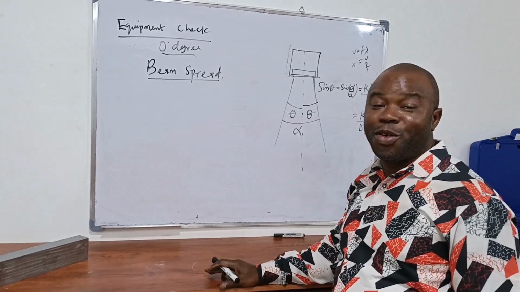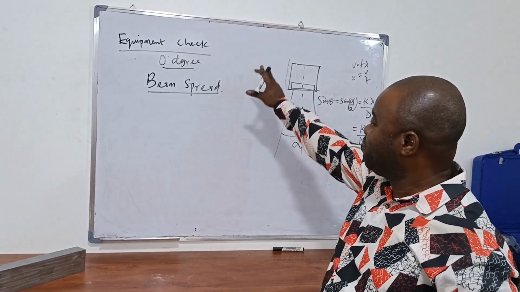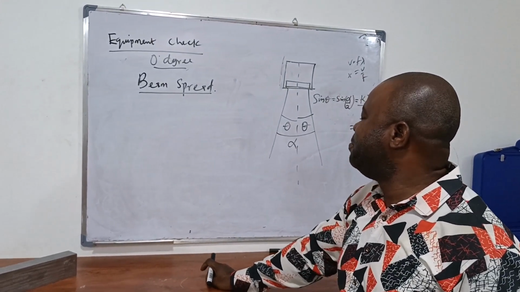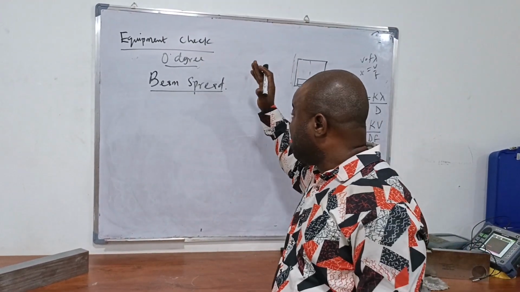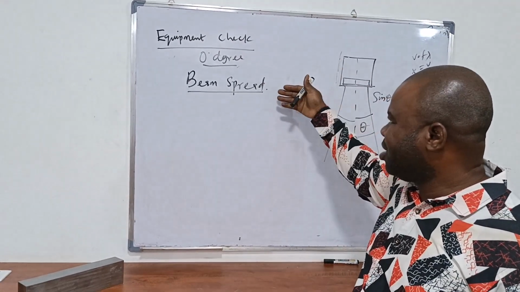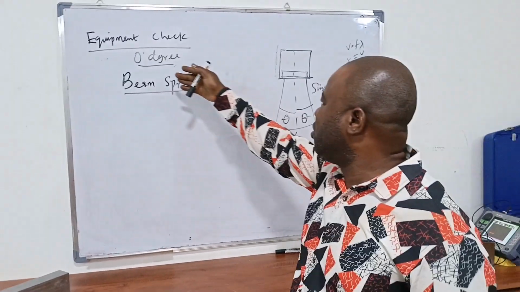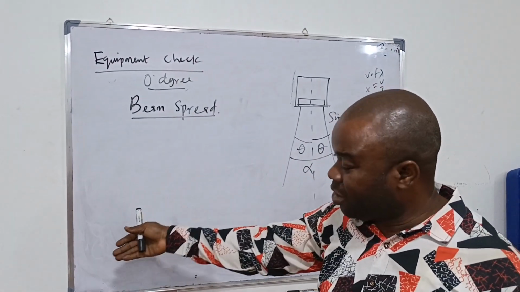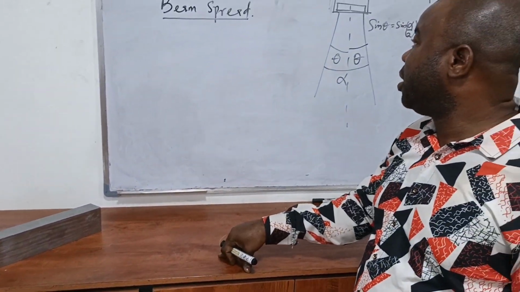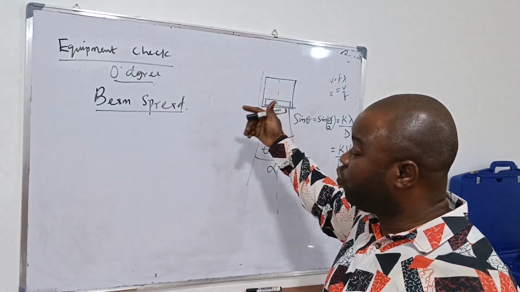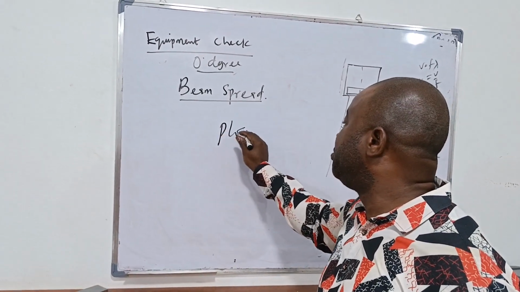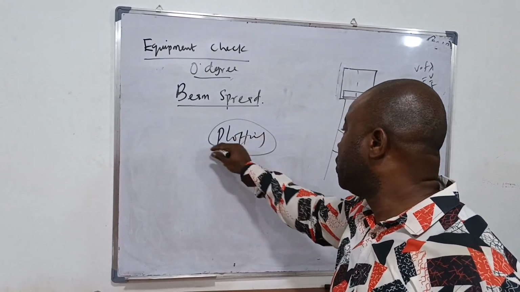So the next thing we are going to look at now to complete the equipment check is beam spread. This is just mostly for knowledge's sake, because how the beam spreads on your probe will ultimately be determined by the results you are going to get. But you should be able to physically do what we call plotting of the beam spread. You should be able to plot it.